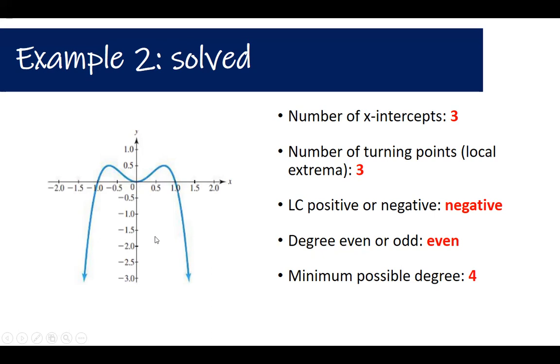Again, 3 intercepts, 3 turning points, even degree, they're going in the same direction, negative leading coefficient because they're going down, not up, and our minimum possible degree is 4.